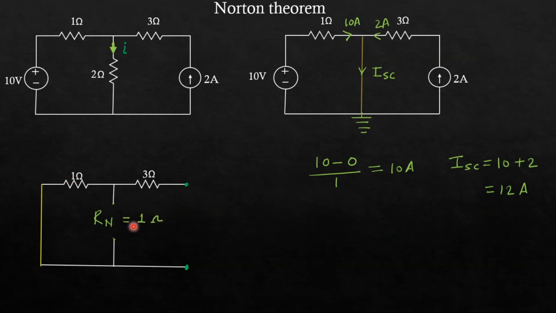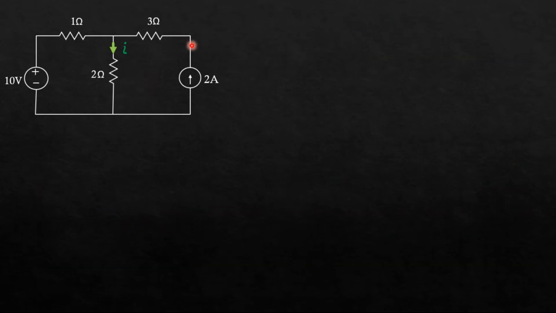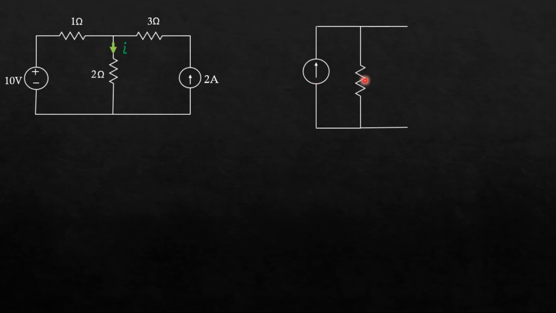Okay, so Norton's resistance is 1 ohm and the short circuit current is 12 ampere. Now I can convert this whole circuit into a Norton's equivalent, that is a current source in parallel with a resistance. This current source is Norton's current and its value is 12 ampere, which we have already calculated, and the value of this resistance is 1 ohm. Okay, now connect this load resistance at this terminal to get the current I in this branch.